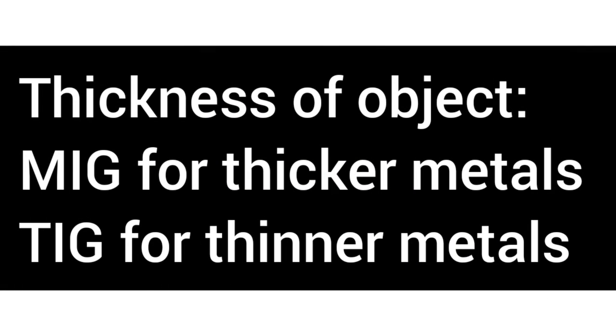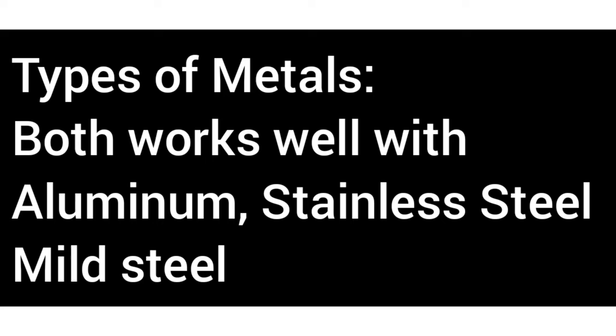The thickness of the object to be welded is also an important factor. MIG can weld thicker metals faster than a TIG weld. If the metal you are using is thin, TIG could be a better option. As far as types of metals are concerned, MIG welding works with most types of metals. You can use aluminum, stainless steel and mild steel. TIG welding is also compatible with these metals but works better with thinner gauge materials.